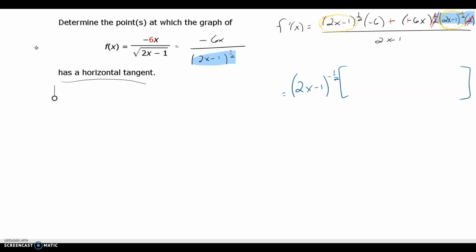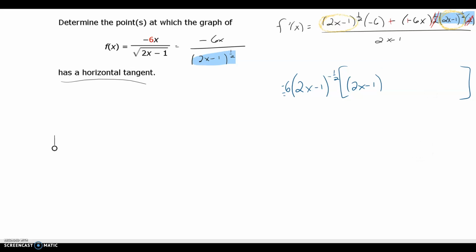Is there anything else common? I got a 6 and a 6. I can factor out the negative 6. So let's do that. Squeeze him in. Negative 6 times (2x minus 1) to the negative 1/2. Okay, so here's the question. (2x minus 1) to the negative 1/2 times (2x minus 1) to what power will give me (2x minus 1) to the positive 1/2? Well, that should be 1.